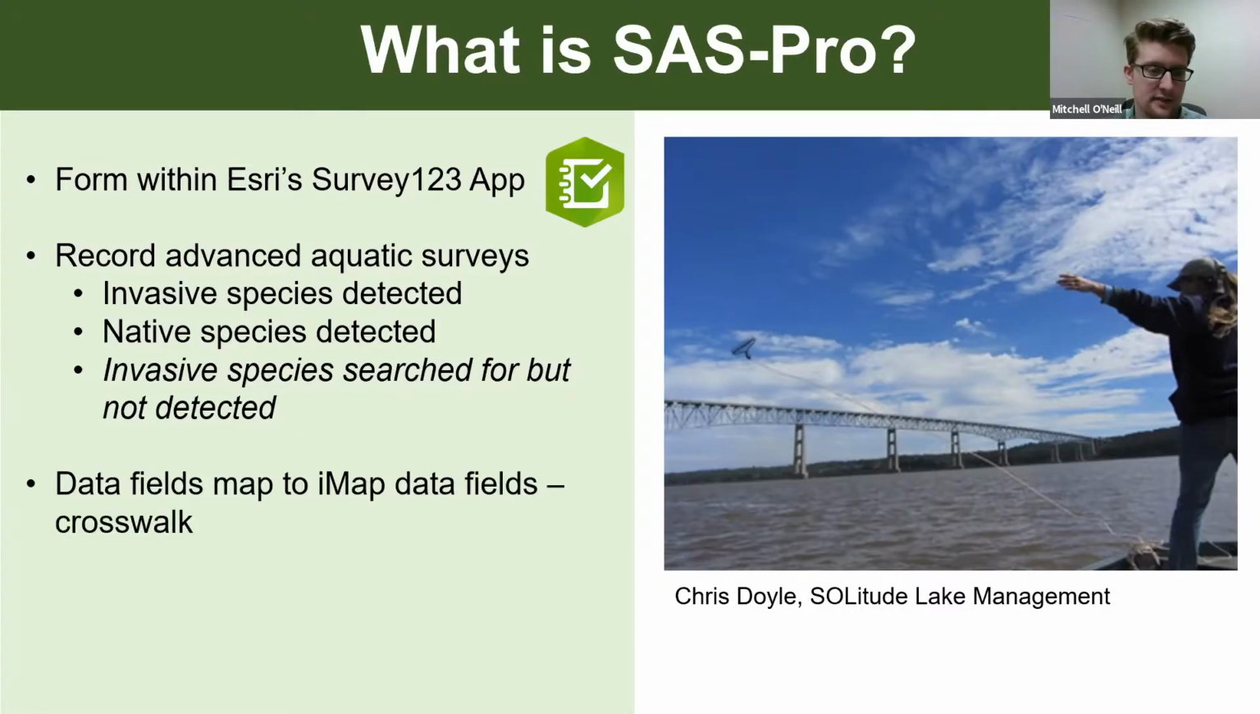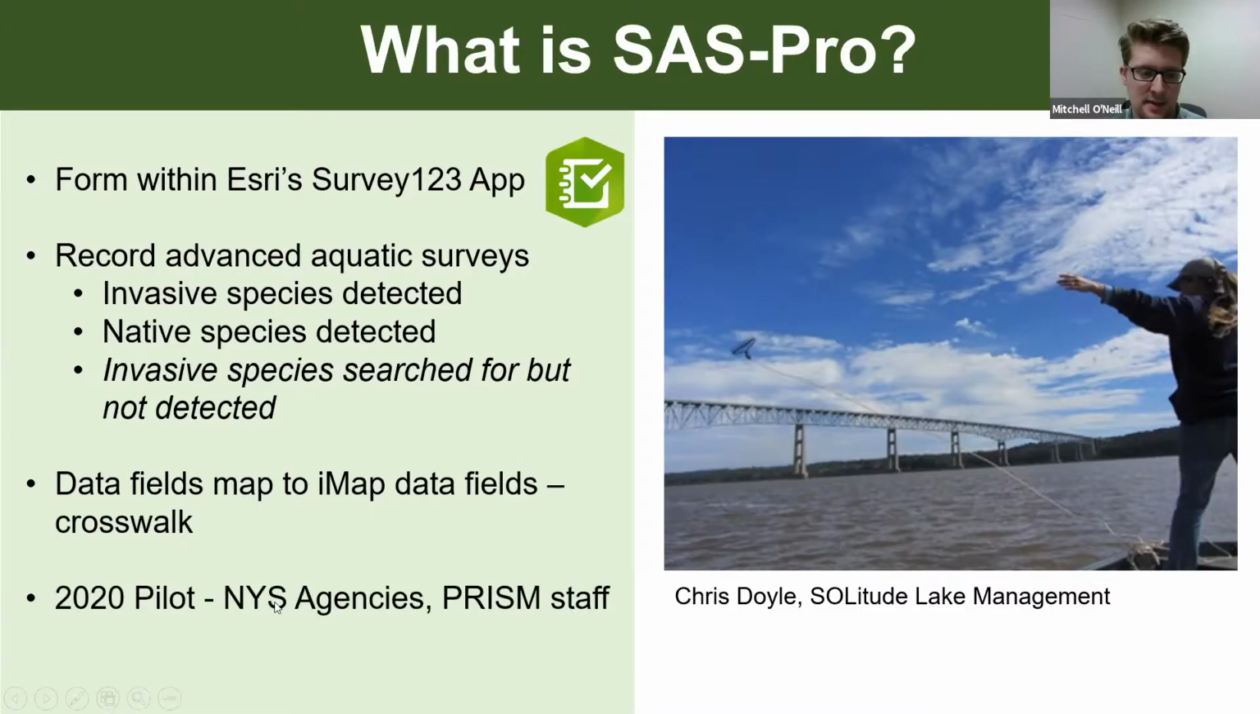And all of the data fields, or most of the data fields, map to Imap data fields and will turn into Imap presence records in the crosswalk. The exception would be the native species data will just stay in the ArcGIS Online Sas Pro database, but only the invasive species data goes into iMapInvasives. And like I mentioned, last year it was a pilot with New York State agencies and PRISM staff. This year, even more PRISMs are using it, and it's being opened up a little bit more to non-PRISM and non-New York State agency staff who do these sorts of advanced aquatic surveys.